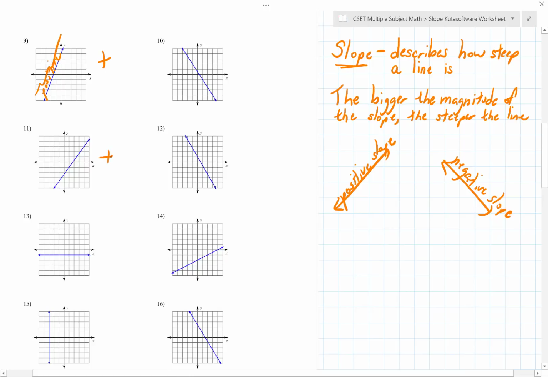This guy here is also positive. This guy here we'll get to. That guy there is kind of an exception. We'll get to him. This guy here is negative, negative, positive, negative. Notice it doesn't matter what quadrant the line goes through. It could be floating around in space anywhere, positive slopes versus negative slopes.